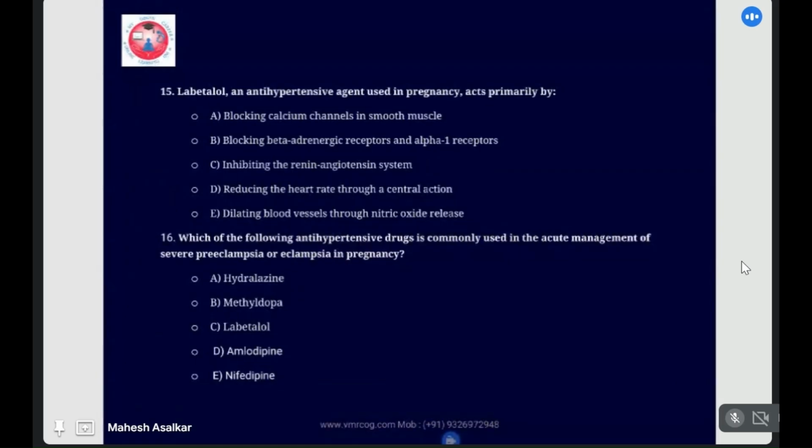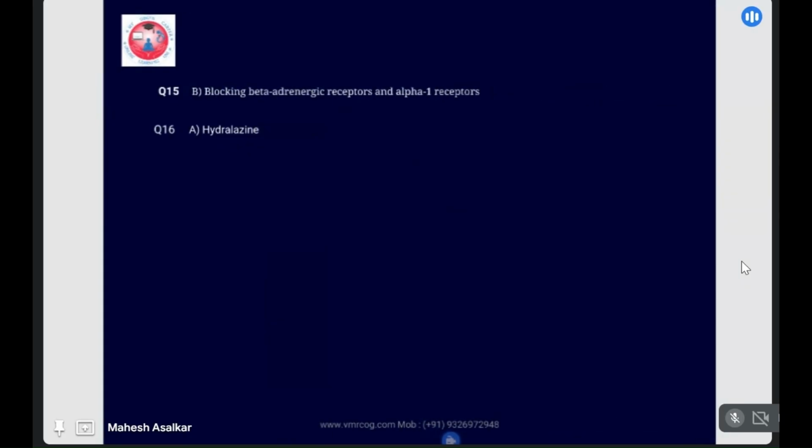Next question: which of the following antihypertensive drugs is commonly used in the acute management of severe preeclampsia or eclampsia in pregnancy? Option A, hydralazine; option B, methyldopa; option C, labetalol; option D, amlodipine; option E, nifedipine. Sir, option C, labetalol. Acute management of severe preeclampsia or eclampsia. Hydralazine is used for acute management of BP control, option A.